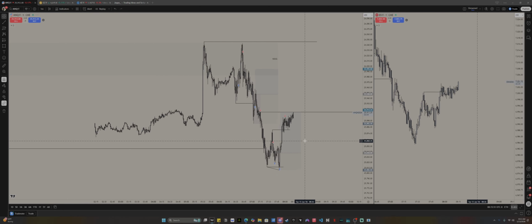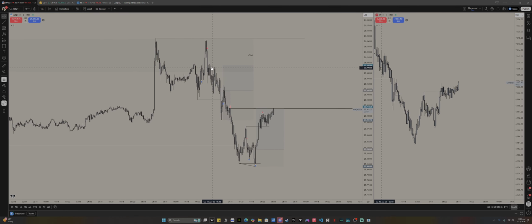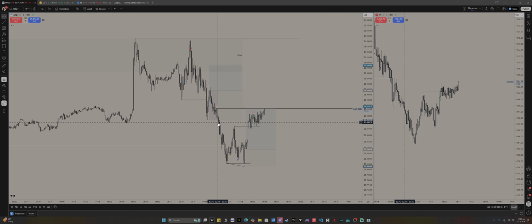So I'm gonna be going over the trades I took today. I did end up taking 4 trades. I know that sounds like a lot, but 2 of them were break even, so technically I only took 2 trades. I took a loss.